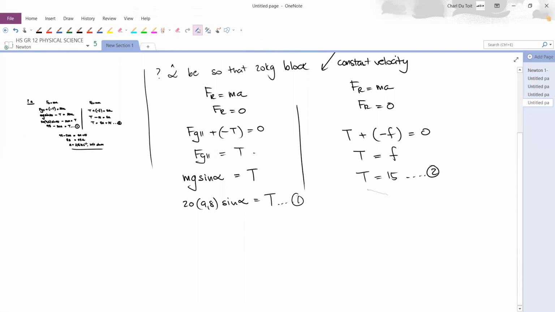So that does make it really easy now, actually, because I can just substitute 15 into this bottom equation. So therefore, 20 times 9.8 sin alpha is 15. And now I can divide 15 by 20 times 9.8. So sine alpha is 0.0765 whatever. That's what I get. And then you shift sin answer, and then I got 4.39 degrees. So the angle must be 4.39 degrees. Bang.